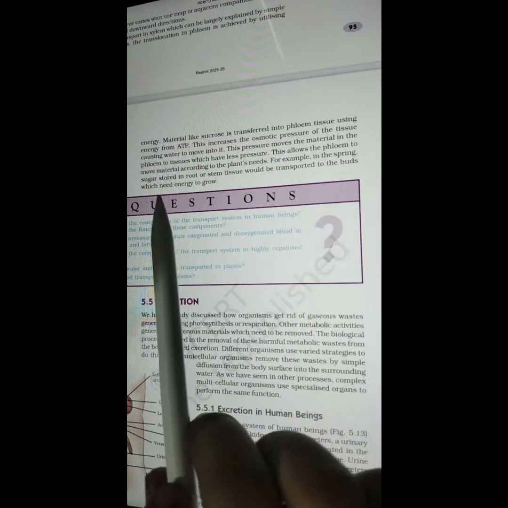For example, in the spring, sugar stored in root or stem tissue would be transported to the buds, which need energy to grow. Next block questions.